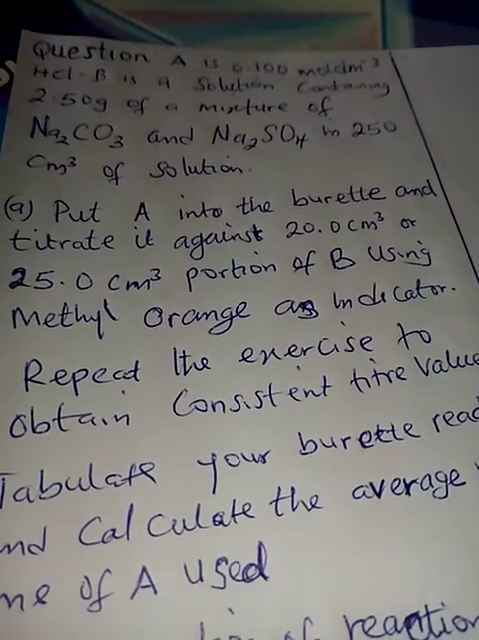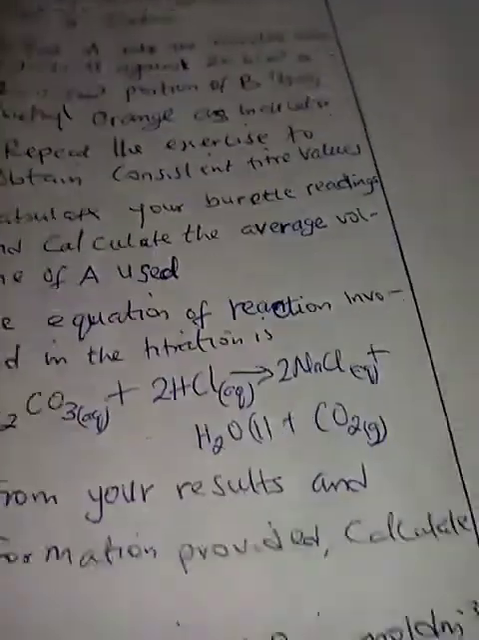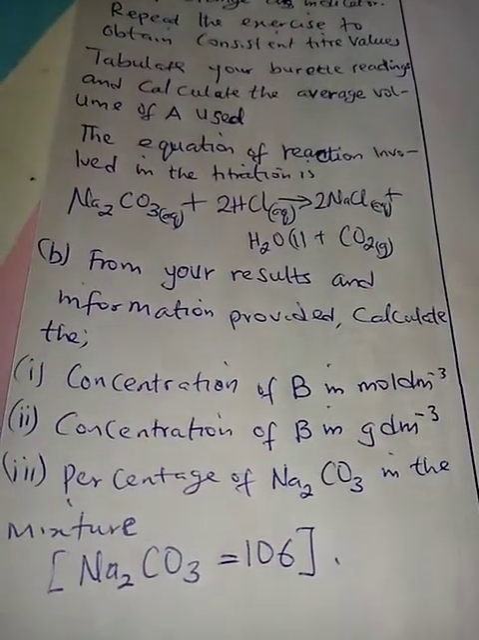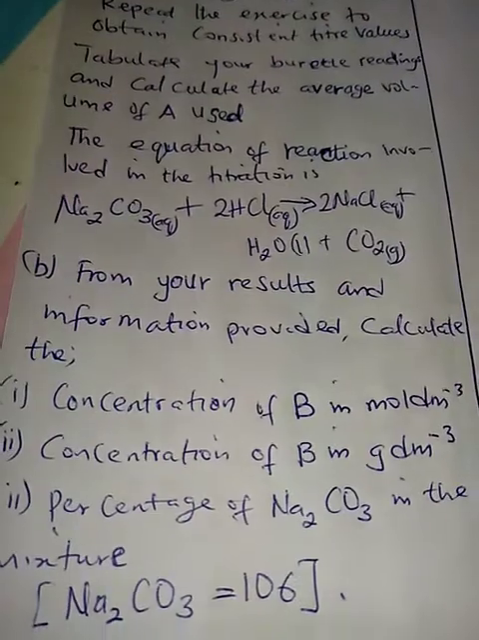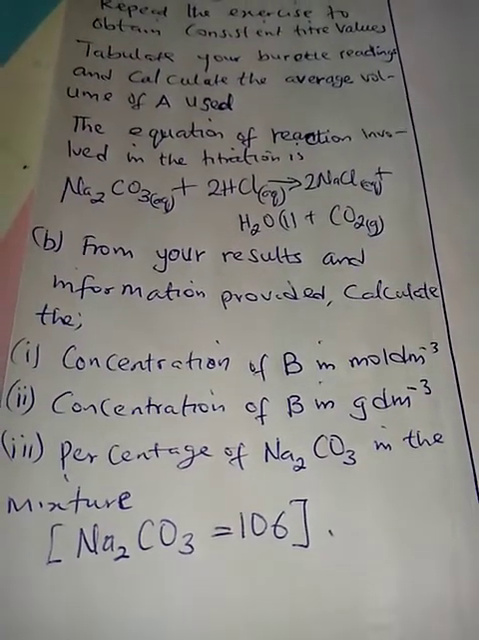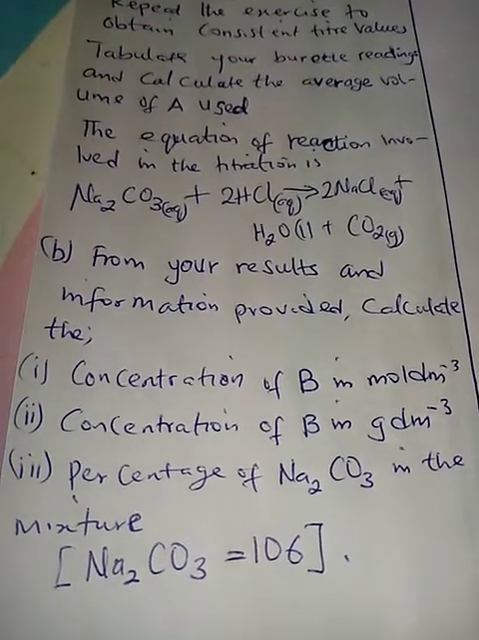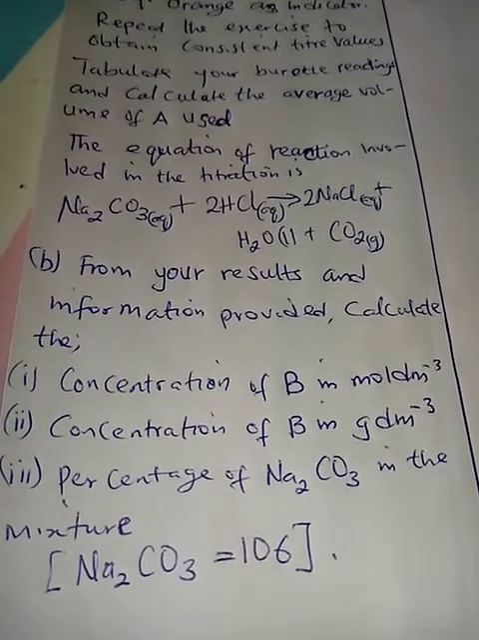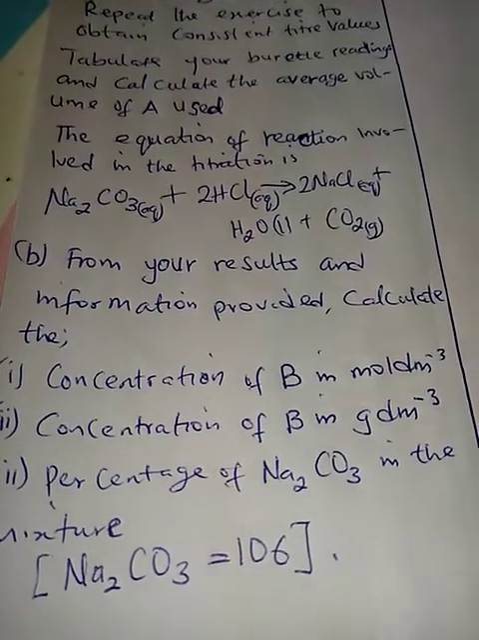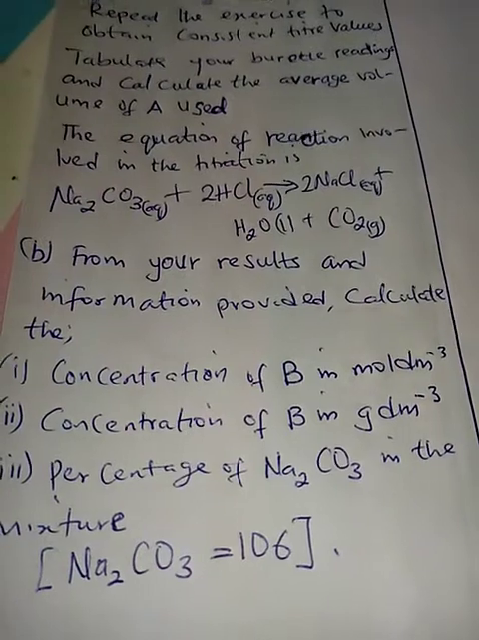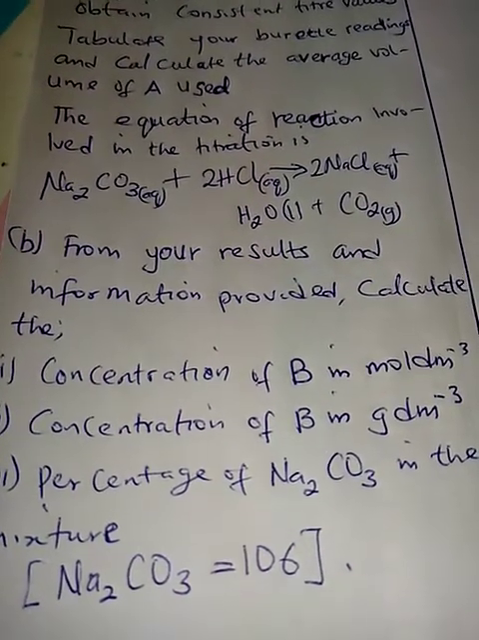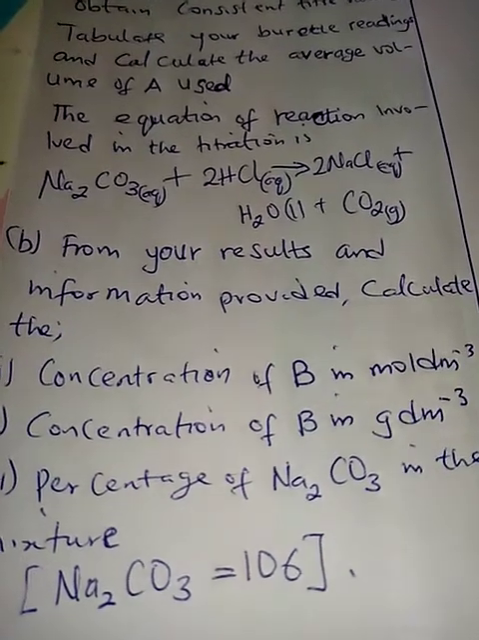In this question, we are asked to look for the concentration of B in mole per dm cube and concentration of B in gram per dm cube. That is to say, you are given a standard solution and you are asked to look for the concentration of an unknown solution. So that is one of the applications of titration. You use titration to find the concentration of an unknown solution when you are given a standard solution.